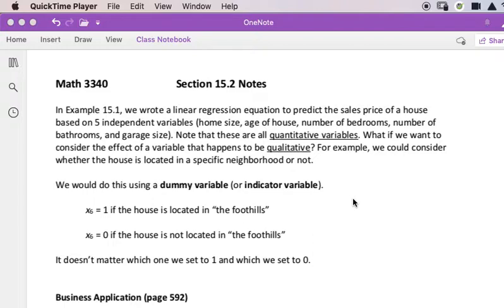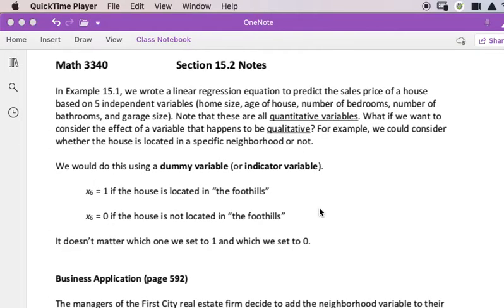So what do we do if we want to consider the effect of a variable that is qualitative? For example, whether the house is located in a specific neighborhood or not, or whether the house has air conditioning or not. Those are things that could affect the sales price. The way that we do this is using what's called a dummy variable or indicator variable.